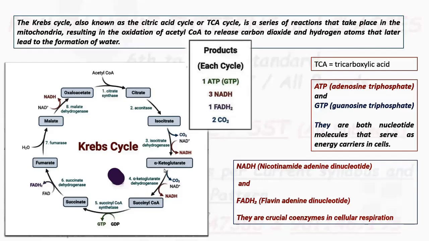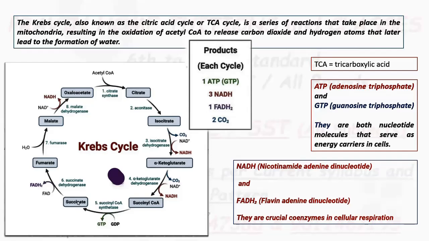Then alpha ketoglutarate reacts with alpha ketoglutarate dehydrogenase and forms succinyl coenzyme A. And here also one NADH molecule is generated and one CO2 molecule is generated. Succinyl CoA reacts with succinyl CoA synthetase and forms succinate. Here one GTP molecule is generated. GTP means guanosine triphosphate. It is equal to ATP, adenosine triphosphate.